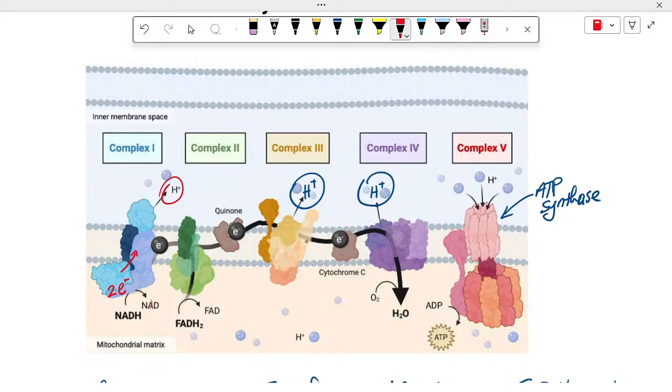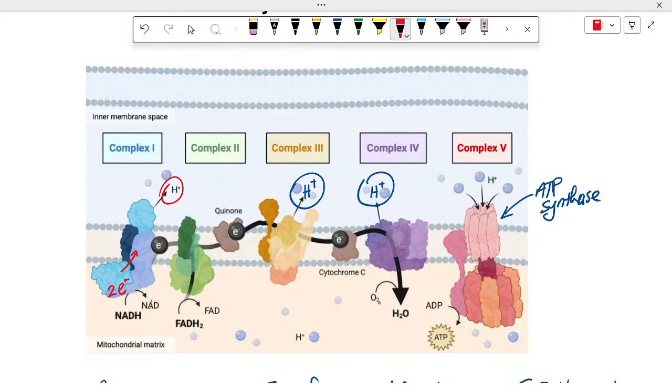Again, they get passed around inside complex 3 like a hot potato, and all of the energy that they expend there is used to do what again? Pump H plus ions. From there, they get passed to the cytochrome C complex, which carries them over to complex 4, where again the hot potato thing happens, which again causes an H plus to get pumped. So there's 3 locations where an H plus gets pumped. Complex 4 actually is the final resting place of those electrons.